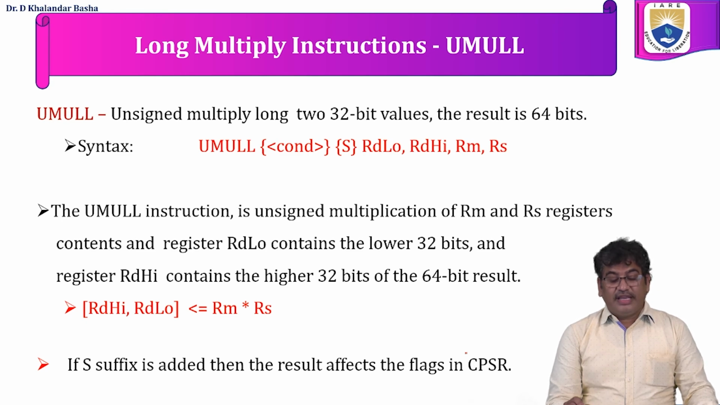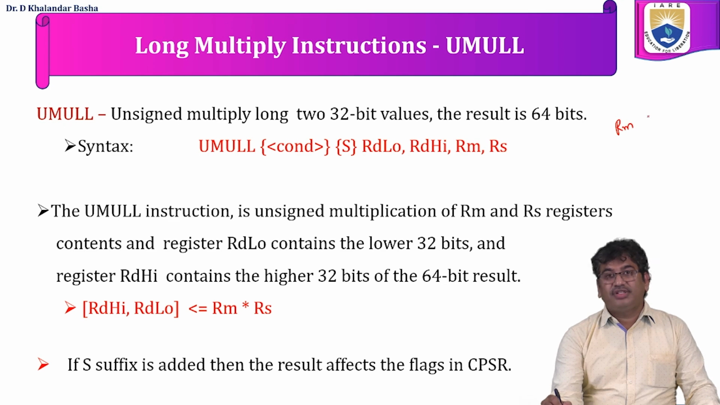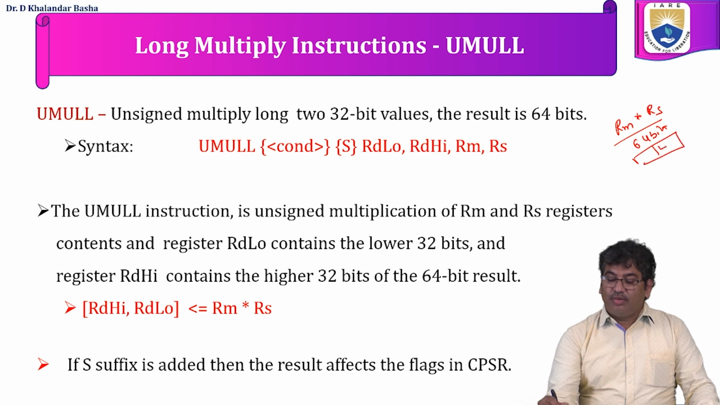UMULL, which is an unsigned multiply long of 32-bit values, and the result is 64 bits. The syntax of the instruction is UMULL, condition, S, RDLO, RDHI, RM and RS. Here the contents of the RM register, which is 32-bit size, will be multiplied with the register RS contents of 32-bit size. The result which is produced is 64 bits. The lower 32 bits are moved into RDLO, whereas the upper 32 bits are placed in the RDHI register.